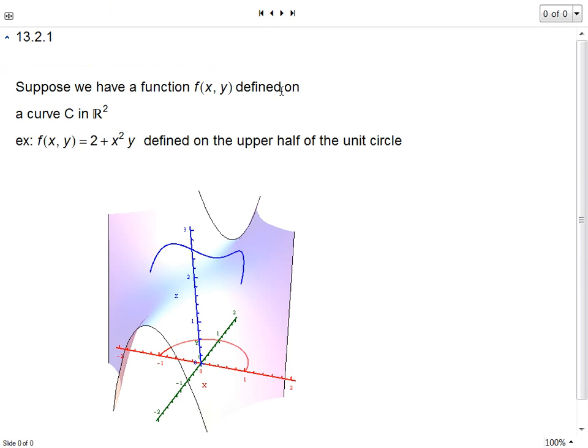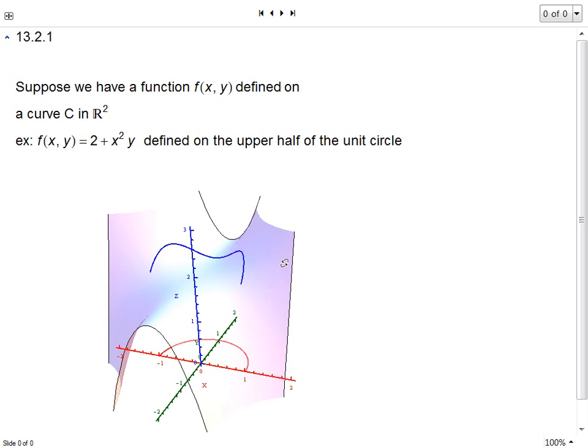So here's where we begin. Suppose we have a function f of x y, defined on a curve C in R2. And I should say before I move ahead, vector fields are on hold right now. They will come in next class. Everything I'm going to do right now has nothing to do with the vector field, but in the middle of this section, we will start using vector fields. So I'm only going to do half this section today.